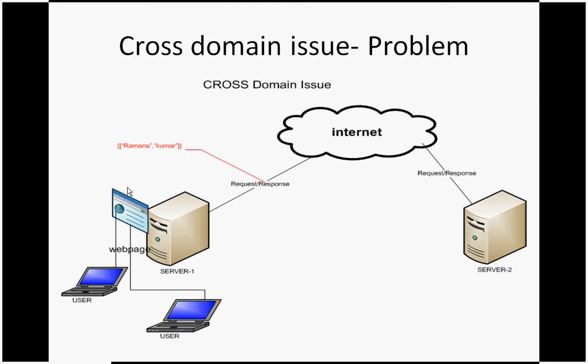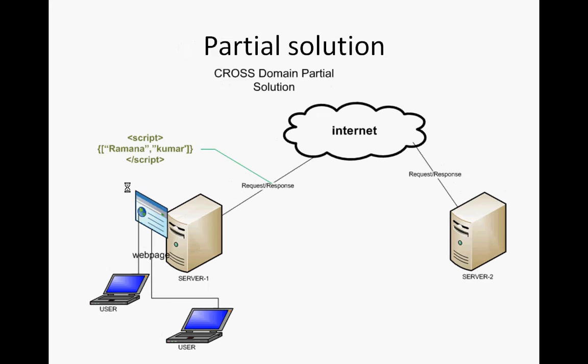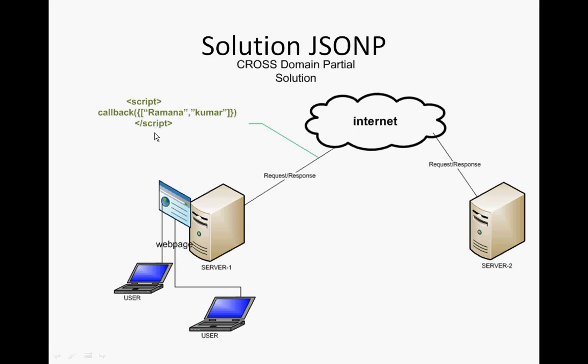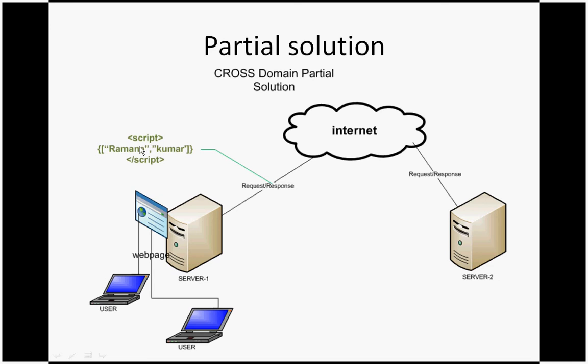Then there is an exception. The exception is that if you send the data between script tags, then server 1 will allow the data. Server 1's domain policies will allow it. So we are taking advantage of that exception and making it a solution. If you see the next picture, server 2 can send the data between the script tags, see here in the response: the script tag opens, then Ramna, Kumar, and the script tag closes. If server 2 can send the data between the script tags, then server 1 will receive the data. Server 1's domain policies will allow it.